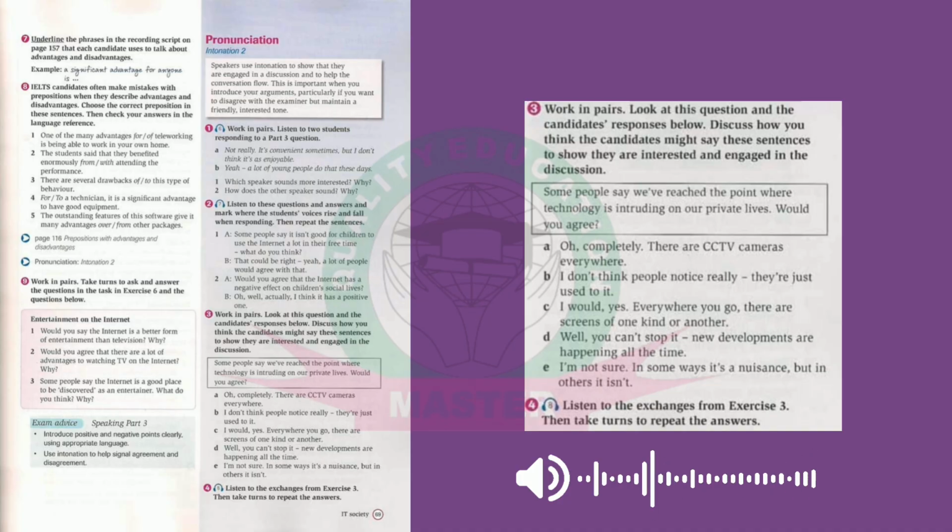Some people say we've reached the point where technology is intruding on our private lives. Would you agree? A. Oh, completely. There are CCTV cameras everywhere. B. I don't think people notice, really. They're just used to it. C. I would, yes. Everywhere you go, there are screens of one kind or another. D. Well, you can't stop it. New developments are happening all the time. E. I'm not sure. In some ways it's a nuisance, but in others it isn't.